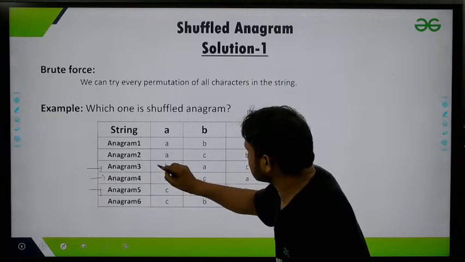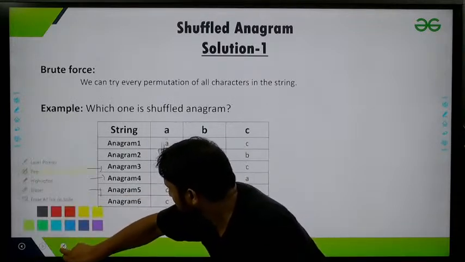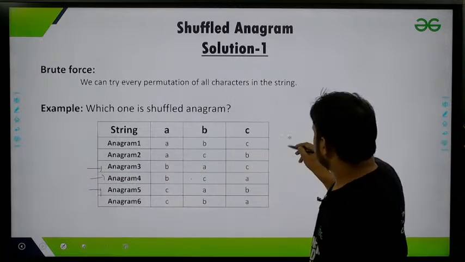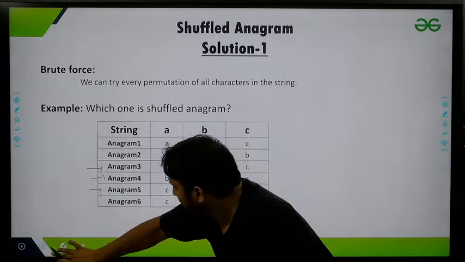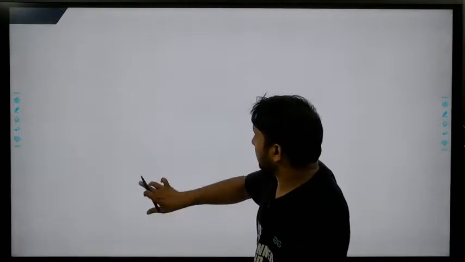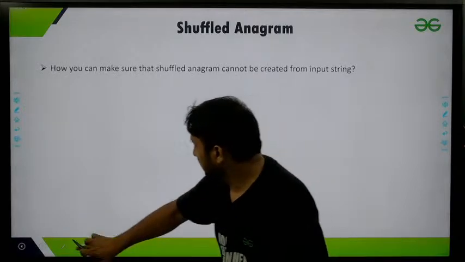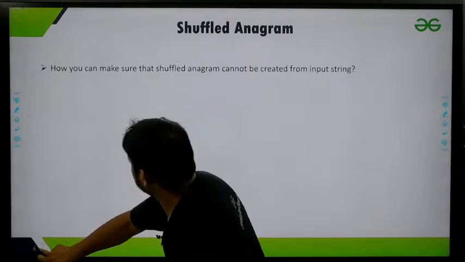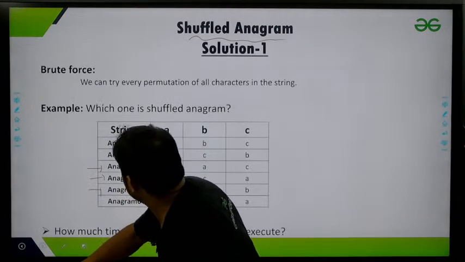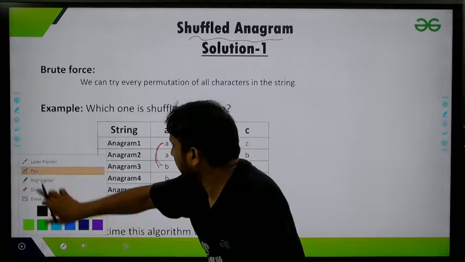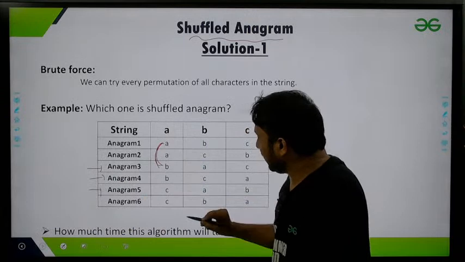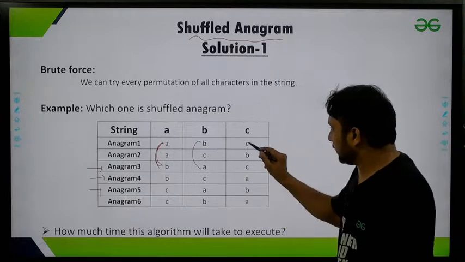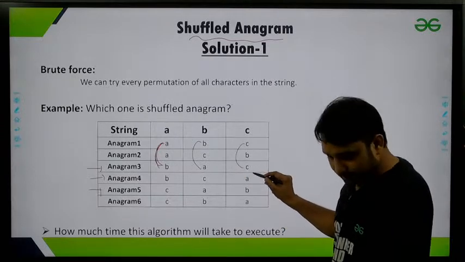Let me compare it. Let me use the pen. Okay, so let me compare A and B. That is not matching. Very good. B and A not matching. Very good. C and C, that is matching.